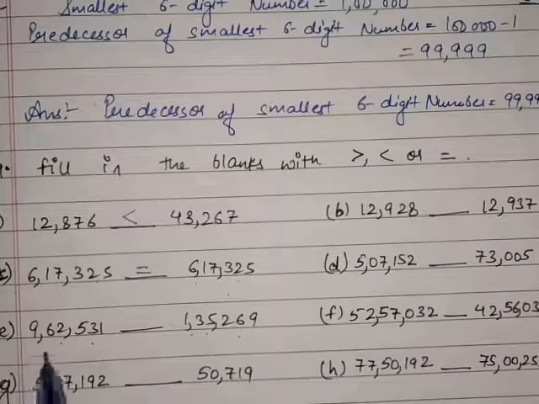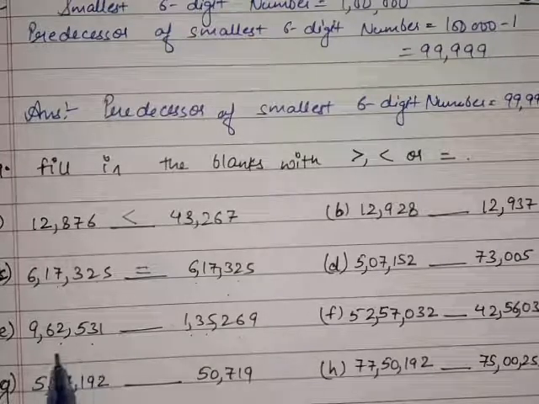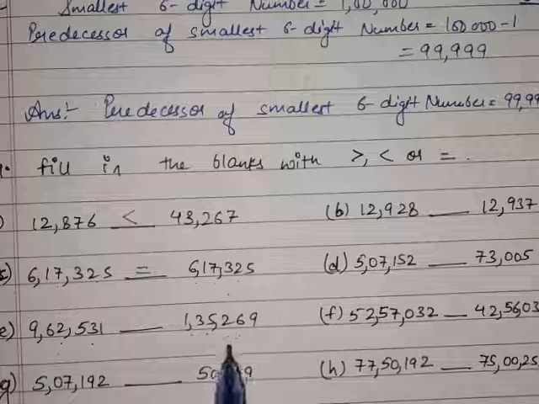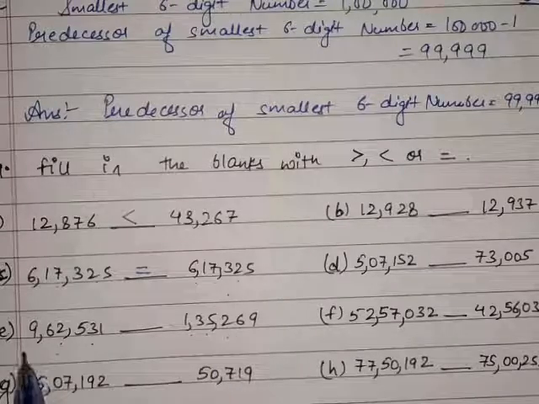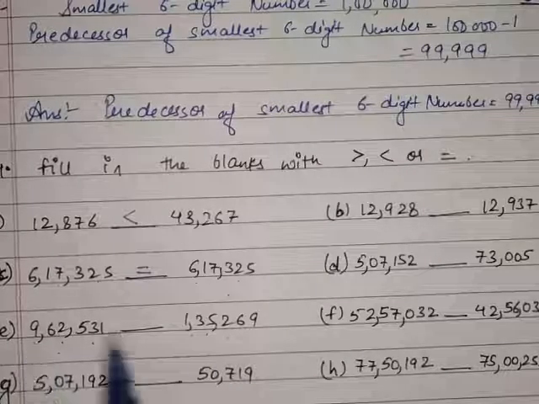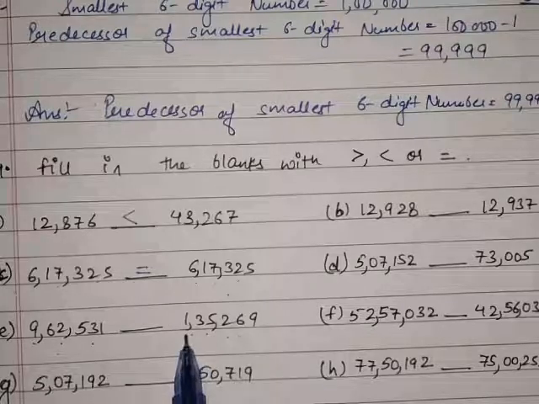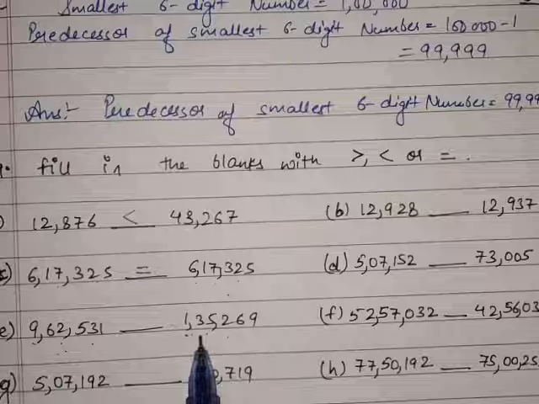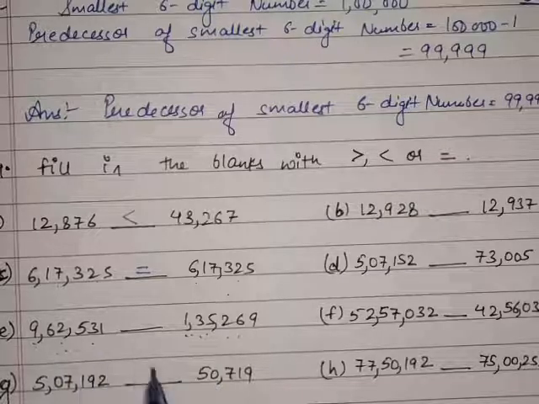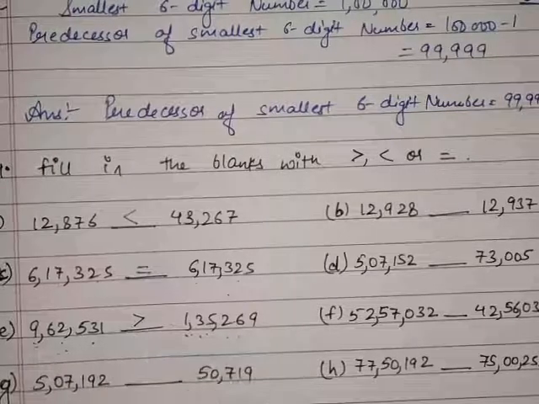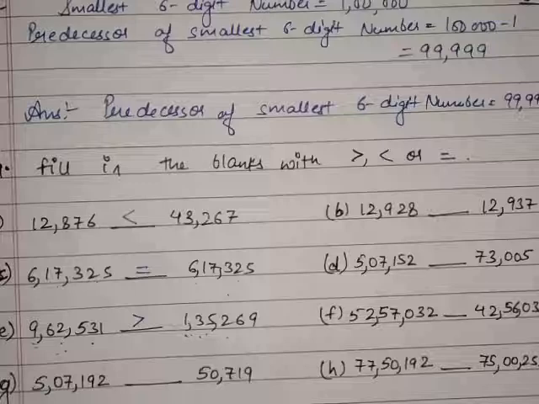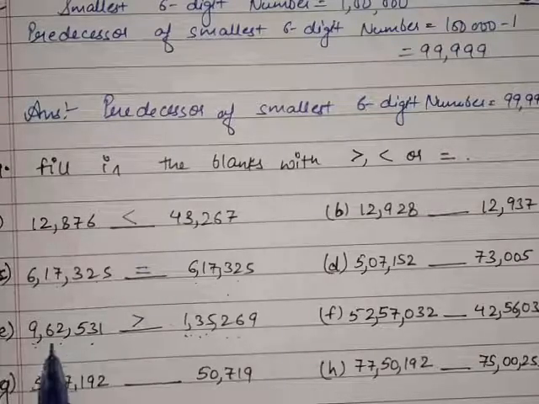1,35,269. In this number, it is also a 6-digit number. Now see, from the left side, our first digit is 9, and in this, from the left side, our first digit is 1. So we know 9 is greater than 1. So which number is greater? This number. So our greater than sign will be this side.